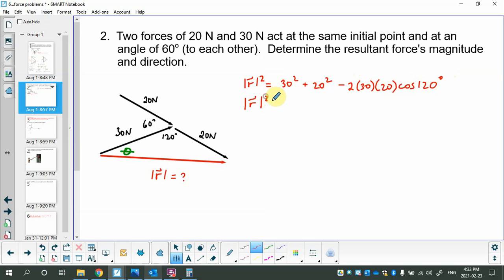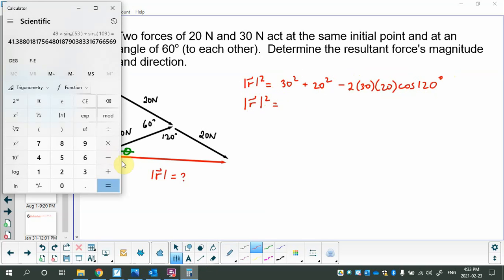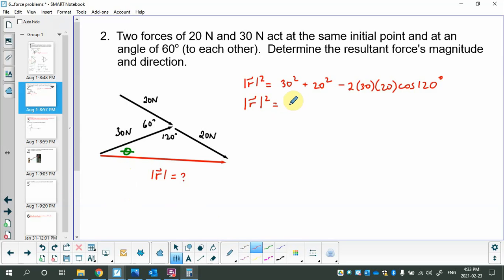So I'm going to type all that into the calculator. So 30 squared plus 20 squared minus 2 times 30 times 20 times 120 cos on my calculator, and then equals at the very, very end. Don't hit it in between. And you get that number, which is kind of nice that it isn't made up of some silly decimals. And that is not the resultant. That is the resultant squared, even the magnitude of the resultant squared.